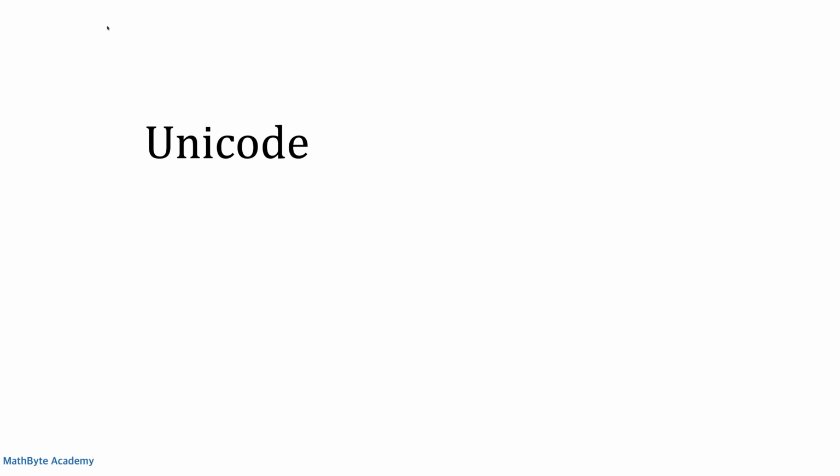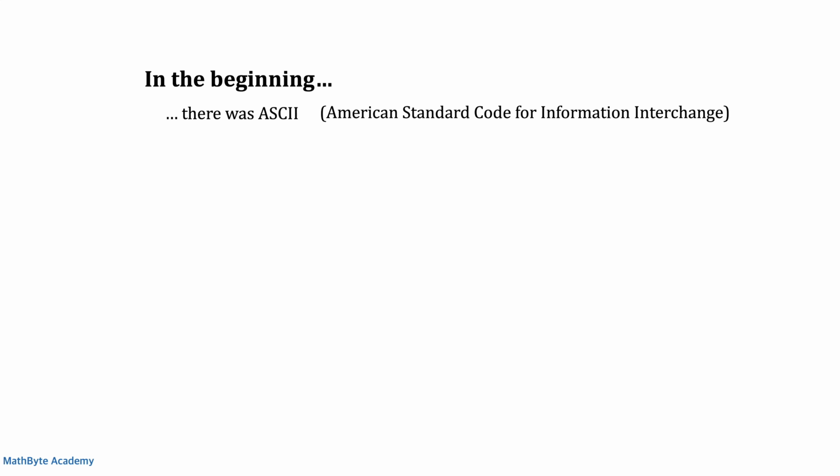Hi, in this video we're going to look at Unicode. If we look at strings, we really have to understand what Unicode is. So a little bit of history. In the beginning there was something called ASCII, the American Standard Code for Information Exchange.